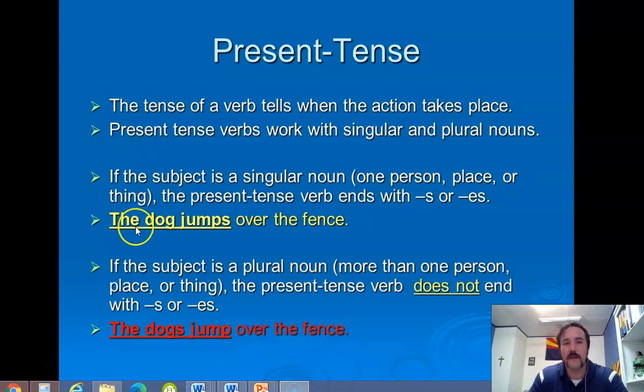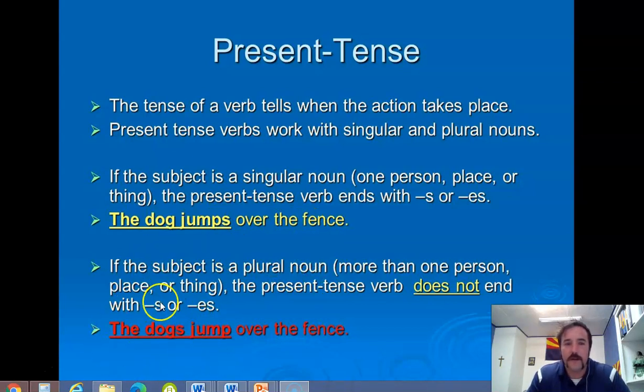Please notice we talk about the dog jumps over the fence. We go back to finding the subject. Who or what did something? The dog. Notice one dog, singular. Therefore, the verb, what does the dog do? Jumps. That should have an S most of the time. In this case, it does. Again, use the hearing test for this. If you would say the dog jumped over the fence, that doesn't sound right to your ears. The dog jumps over the fence, that does sound correct.